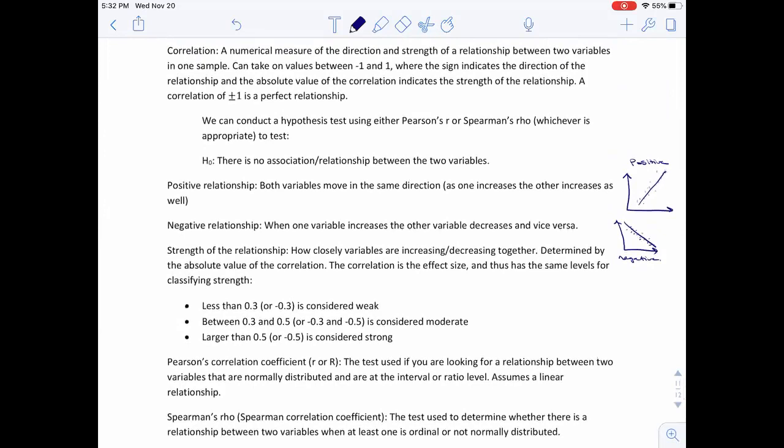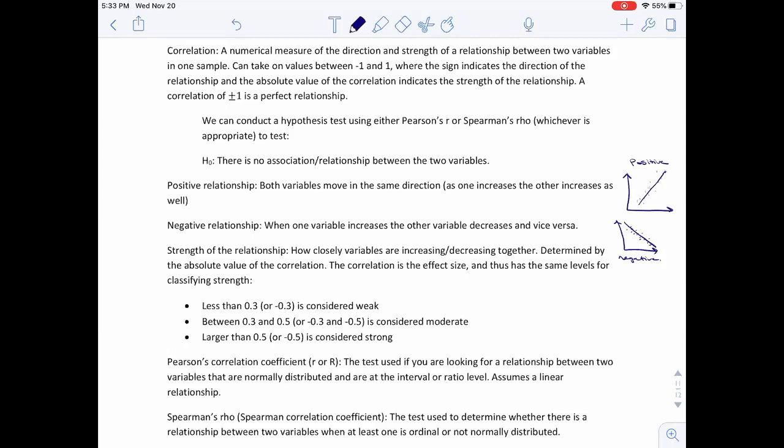It'll give you a blurb and say, oh, as this one is increasing, this one's decreasing, what type of relationship do you have? If one's increasing and the other is decreasing, you have a negative relationship. But if they're moving together, you have a positive relationship. Skipping back to up here, we can do hypothesis testing with correlations. We didn't really do any, but you can.